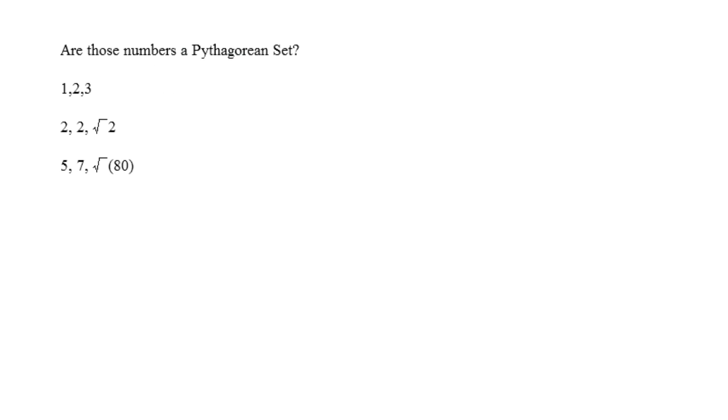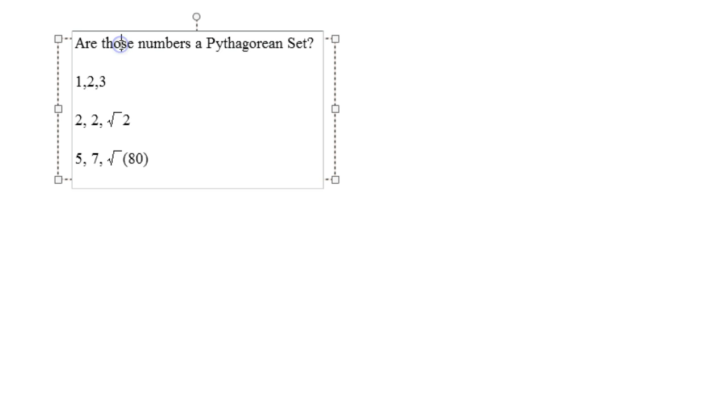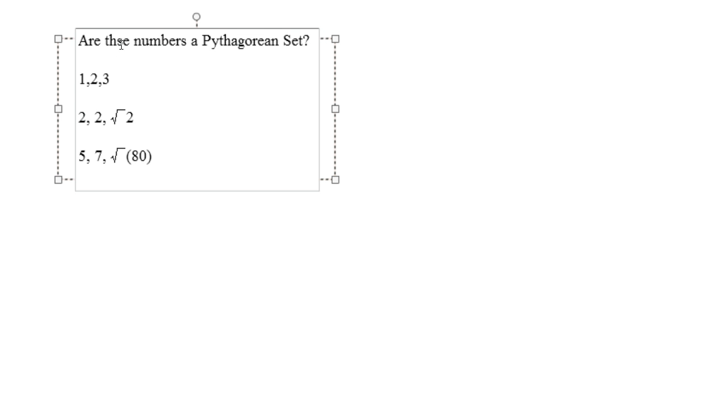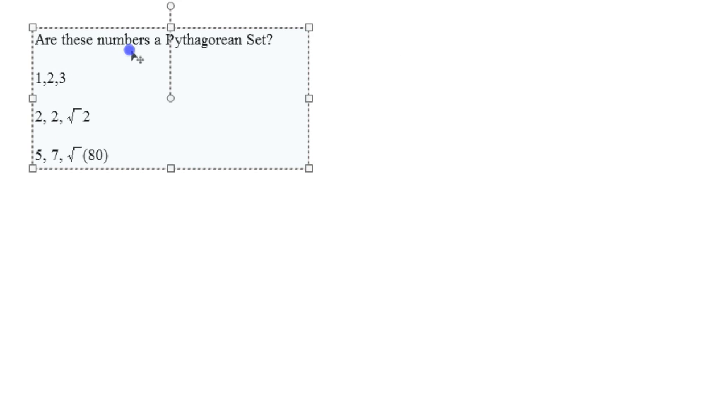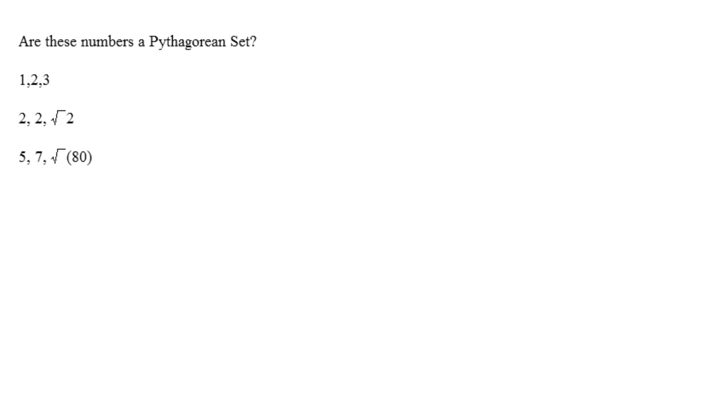Okay, so are these numbers, that should say these, my bad. Let me change that real fast. Okay, are these numbers a Pythagorean set? So 1, 2, and 3. The first thing we do is we just square it. Now, how do we know which side is the hypotenuse? The hypotenuse is always going to be the biggest side.